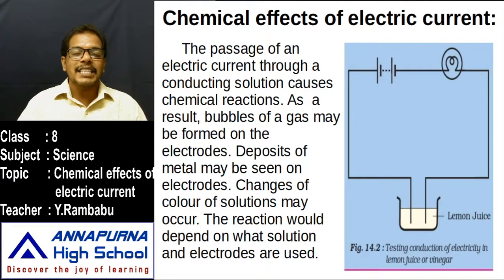Is the conductivity of all liquids the same? No, it is different for different liquids. For example, in the case of an aqueous solution of hydrochloric acid, the bulb glows brightly, which means its conductivity is high. And in the case of an aqueous solution of vinegar, the intensity of the bulb is low, that means conductivity is low. If we take distilled water, no electricity passes, that's why it is a non-conductor.